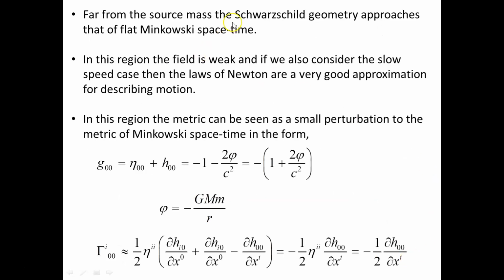All right, next bit. Now, far from the source mass, the Schwarzschild geometry approaches that of flat Minkowski space-time asymptotically. In this region, the field is weak, and if we also consider the slow speed case, then the laws of Newton are a very good approximation for describing motion. So in this region, the metric can be seen as a small perturbation to the metric of Minkowski space-time in the form here. So if we look at the 0,0 component, the time component of the metric here, g00, we look at it as being made up of the time component, eta 00, of the Minkowski flat space metric, plus this small perturbation, h00.